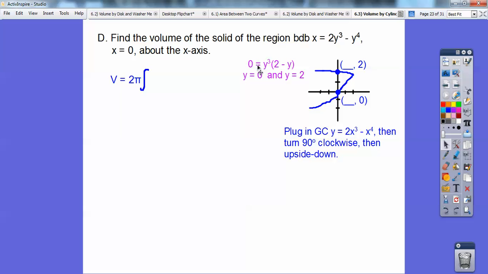And how do I get those? I just solve for y with this equation. I set that equal to 0 right there, because I want to know when this x value is going to equal 0. It's going to equal 0 right there and right there. Okay, so here we go.